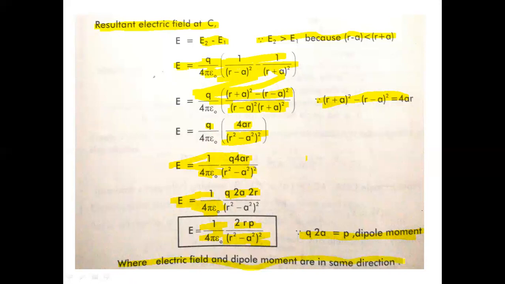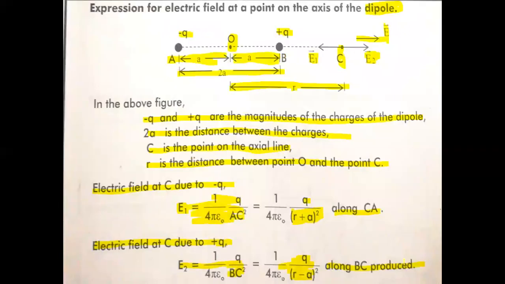I'll go to the first slide once again. See here, dear students, I'm going to explain once again. We have calculated the expression for the electric field at a point on the axis of the dipole. We have considered the dipole here. A dipole has equal and opposite charges; di means two. There are two charges, equal and opposite, separated by some distance. Point C is the point we have considered to find the electric field.